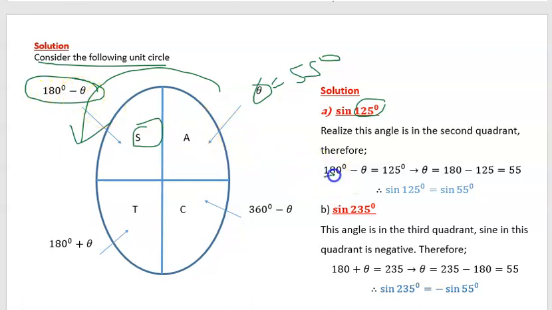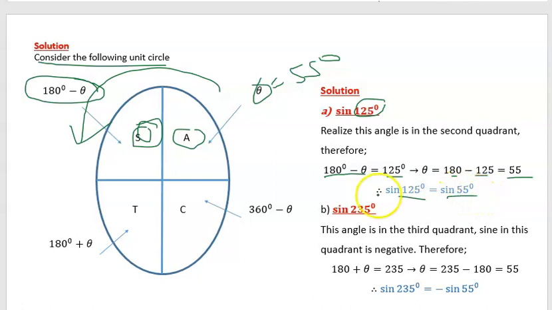Therefore, 180 minus theta should give me 125. Then I make theta the subject, so theta equals 180 minus 125, which is 55 degrees. It simply means that sine 125 degrees is the same as sine 55 degrees. The two are the same because sine is positive in both the first and the second quadrant. Therefore, we can write sine 125 equals sine 55 degrees.